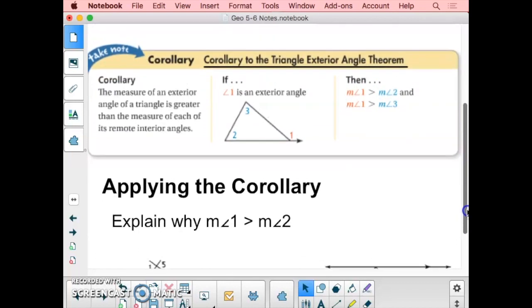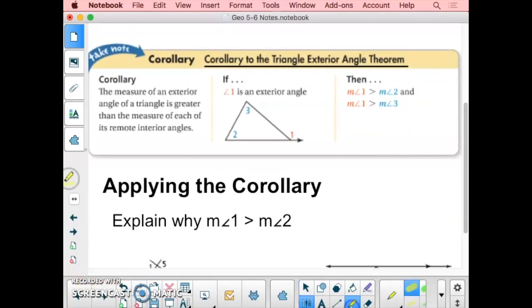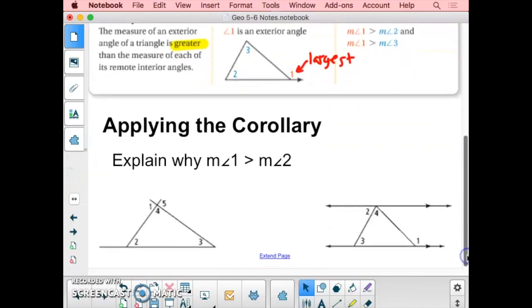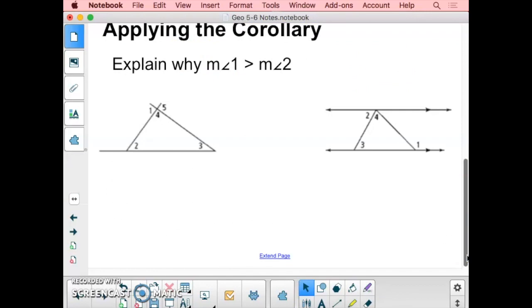Okay, so here's a little corollary to it then. Like I just said, the outside angle should be the biggest. The measure of an exterior angle is greater than the measure of each of its remote interior angles. The angle on the outside will be the biggest. This is the largest number of the three. So you might get some questions about explaining why certain angles are bigger than others. If I can get angle 1 to be equal to 2 plus something else, that means 1 has to be bigger by comparison.